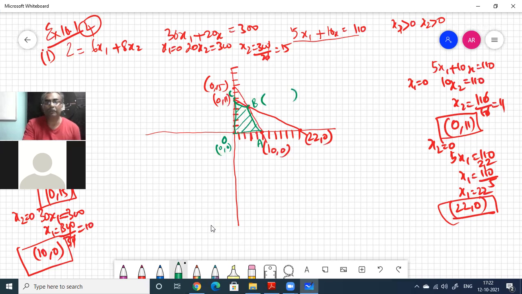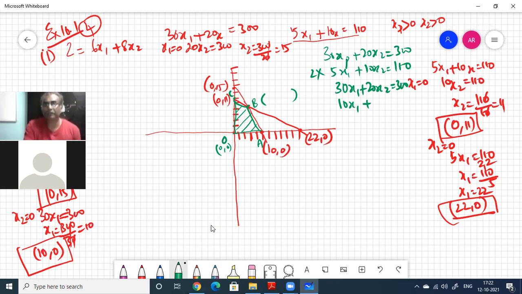Before that, we have to find out B. How to find out B? B you have to find out by finding the intersection of 30x1 plus 20x2 equal to 300 with 5x1 plus 10x2 equal to 110. If you multiply the second one by 2, you'll get 20x2 and 20x2, which you can cancel. So 30x1 plus 20x2 is equal to 300. The second multiplied by 2 gives 10x1 plus 20x2 is equal to 220.